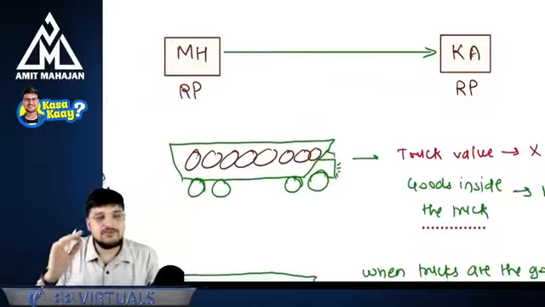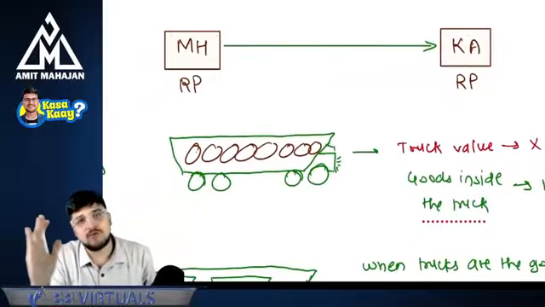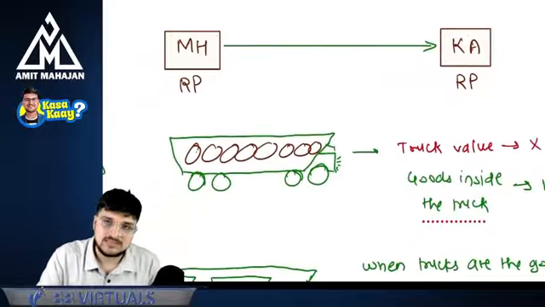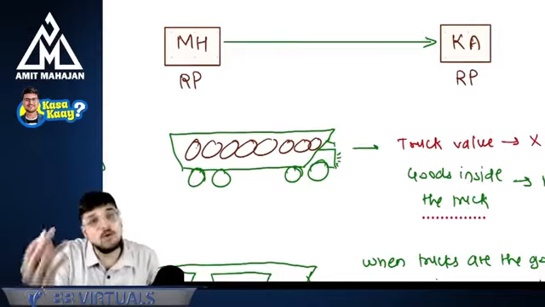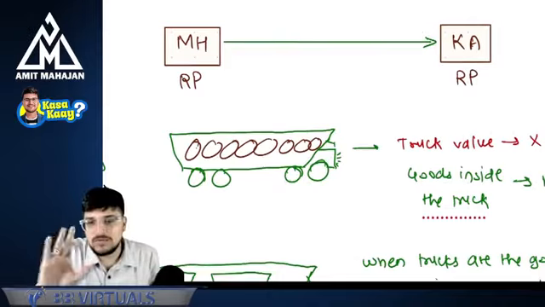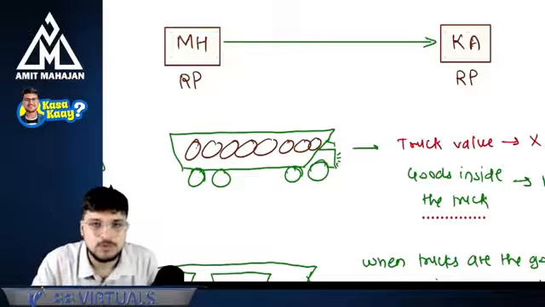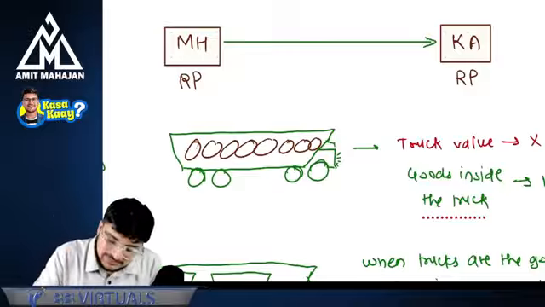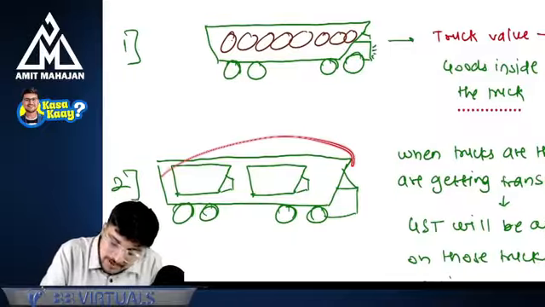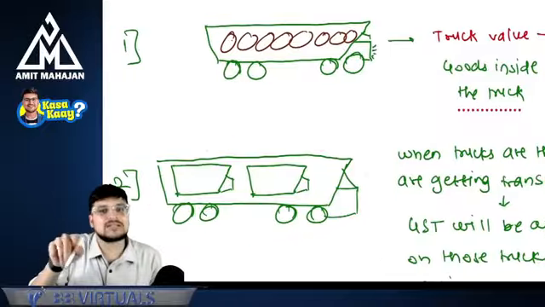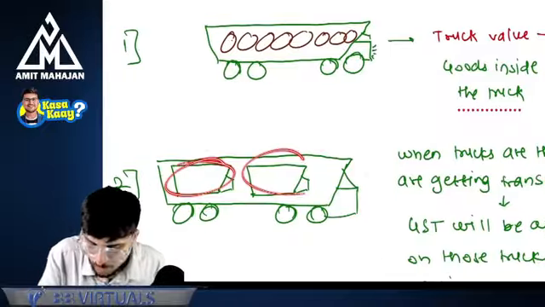Second example, say for example, only a truck is getting sent from Maharashtra to Karnataka for repairs. So they are saying that you charge GST only on the repairs amount, don't charge GST on the truck value. Okay. But there will be some cases where there is a big truck, and in that big truck, there are small trucks which are loaded.